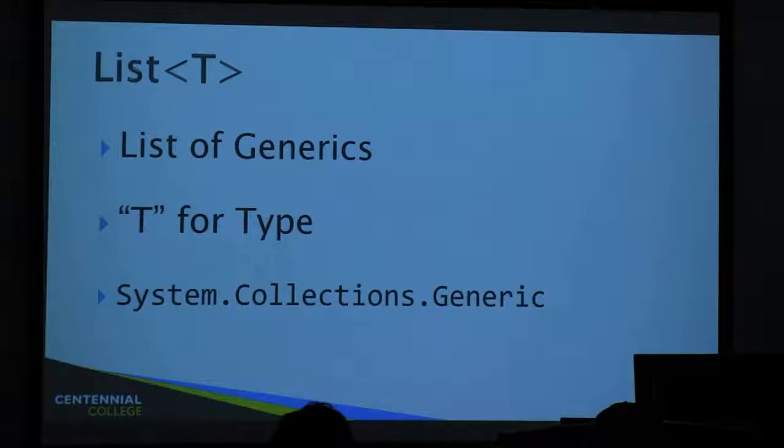To be able to use list, you need to use System.Collections.Generic. That's the only namespace you're going to be using for lists and for the other one we're going to be seeing, which is dictionary. So that's basically it.